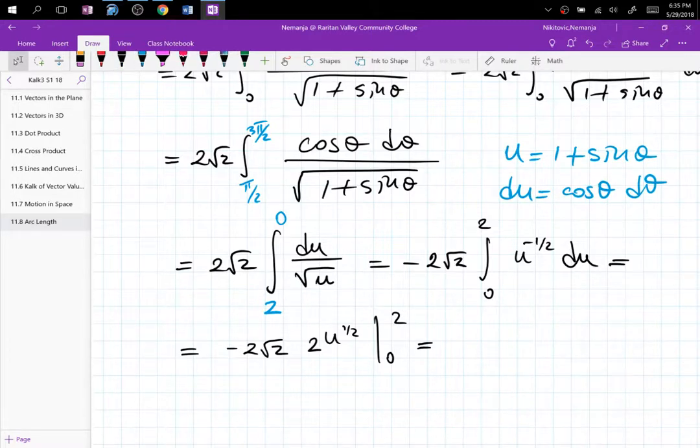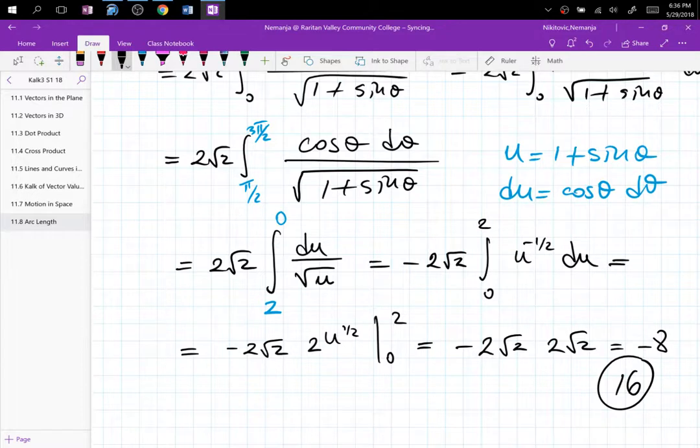So there is still an issue, but at least it's not as much. We have negative 2 root 2 times 2 root 2. And I'm getting negative 8 for a half, which times 2 is 16. So all I need to do now is to fix the sign, but we are getting 16.